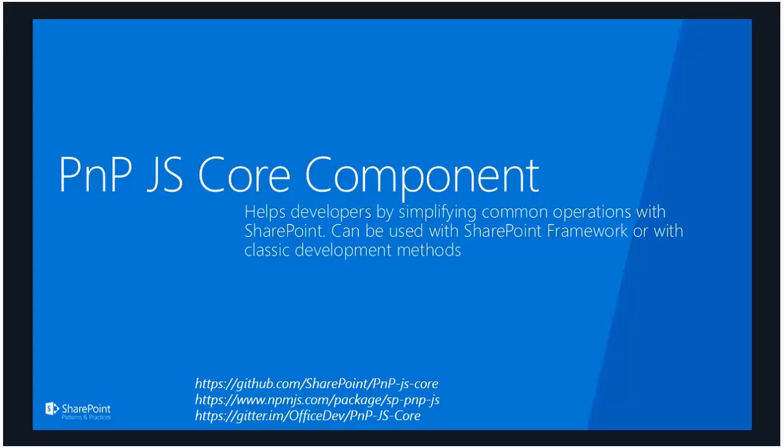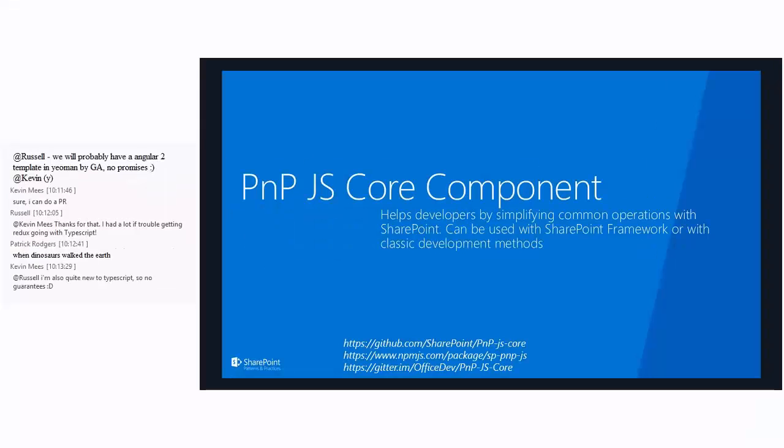Thanks, Vesa, for those great updates. We'll do a quick update on what's going on with the JS core component. A couple of links down there at the bottom. We'll talk about this in a second, but we've transferred the repo ownership from Office Dev to SharePoint. So you'll see github.com/SharePoint/PnP-JS-Core, and then we've got the npm package and the getter. As best I can tell, the getter URL doesn't change. I'm still trying to figure that out.